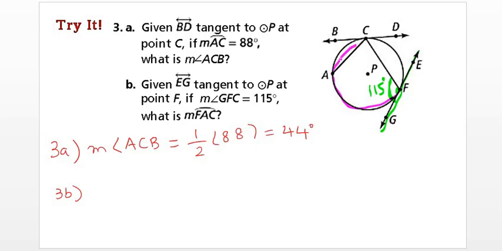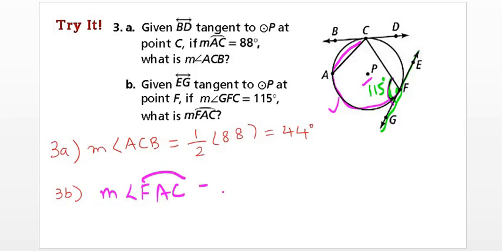FAC, so they are talking about this arc. As you can see here, the angle and the arc are lying on the same side or same segment of the circle. So what is the relationship between this arc and this angle? The arc will be 2 times this angle. Clear?